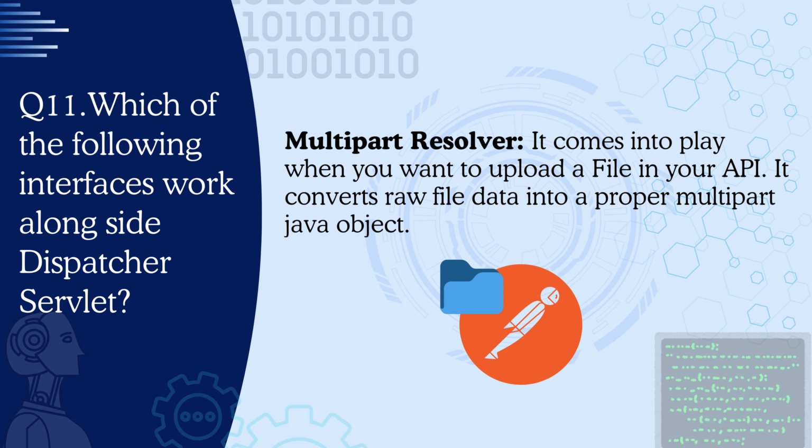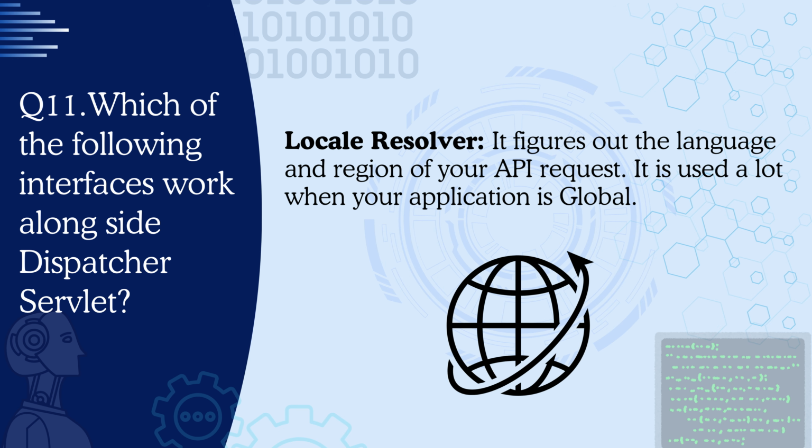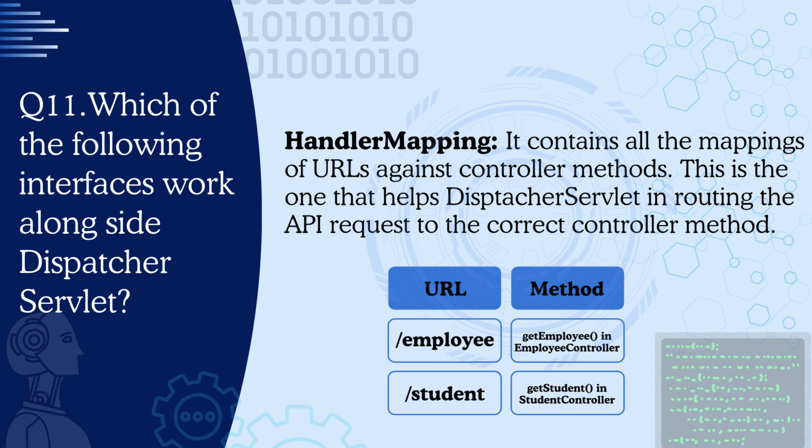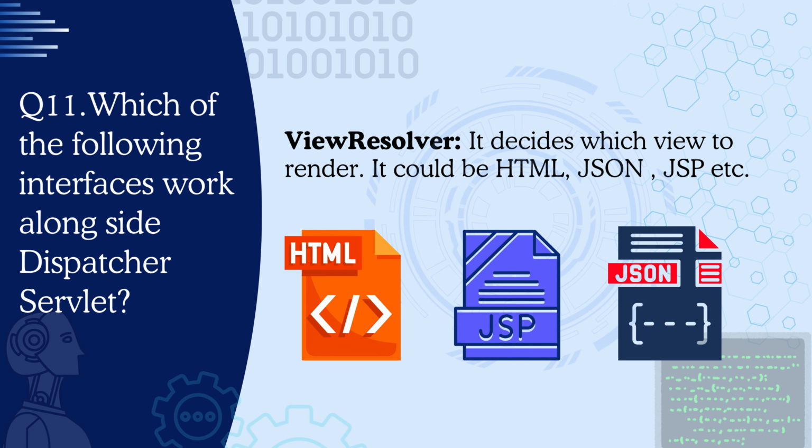Multipart resolver comes into play when you want to upload a file in your API. It converts raw file data into a proper multipart Java object. Locale resolver figures out the language and region of your API request. It is used a lot when your application is global. Handler mapping contains all the mappings of URLs against controller methods. This is the one that helps the dispatcher servlet in routing the API request to the correct controller method. View resolver decides which view to render. It could be HTML, JSP, JSON or something else.